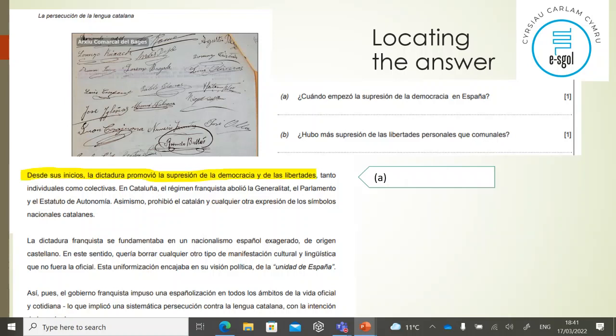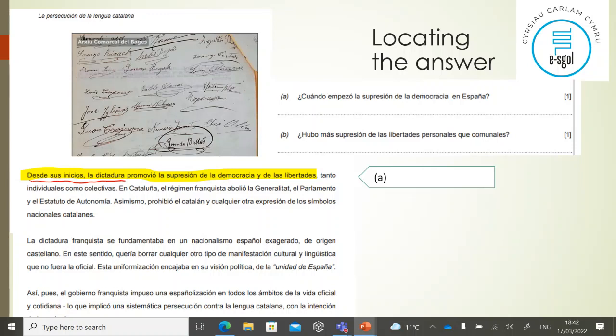And here it is. Desde sus inicios, la dictadura promovió la supresión de la democracia y de las libertades. We're not given an actual date, but we are inferring that the suppression of democracy in Spain empezó, started, desde sus inicios, so from the start of the dictatorship.